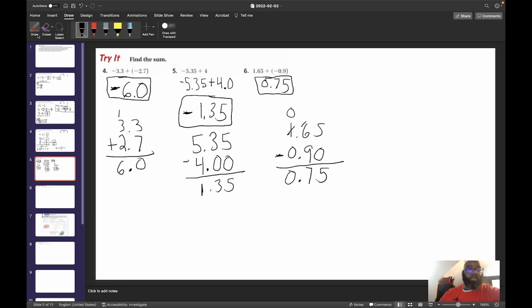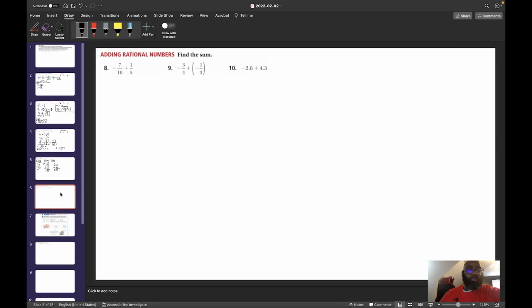All right, so that's it for those problems. Let's look at this one. Find the sum. We need common denominators there, so let's find them here. 5 and 10. Let's list our multiples: 5, 10, 15, and 10, 20, 30. The common multiple is 10 here.